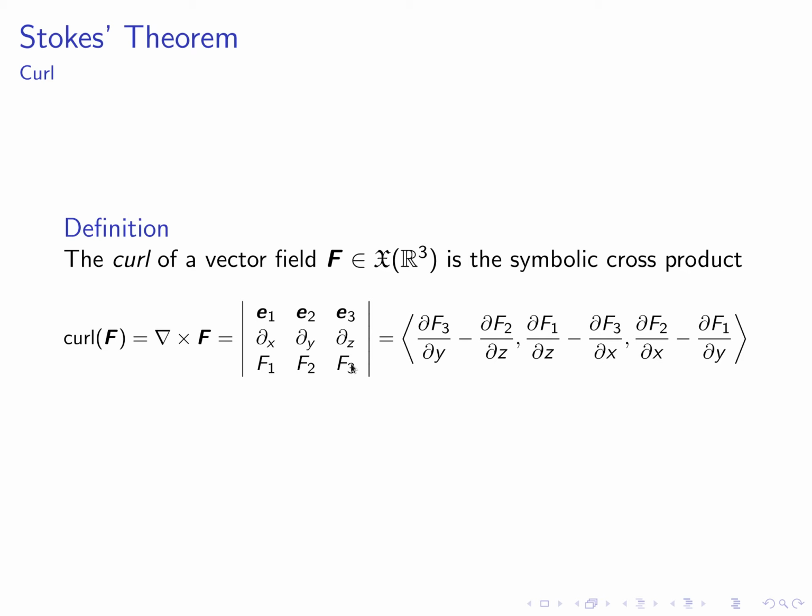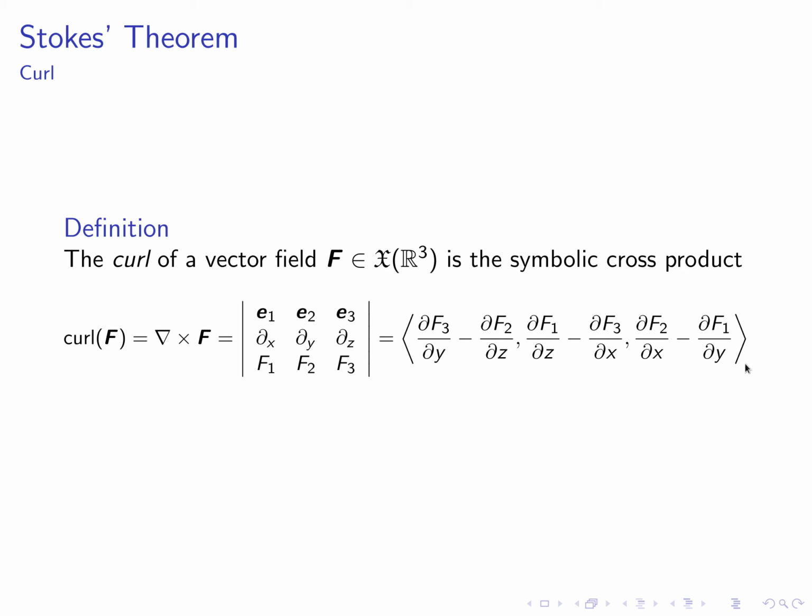And when we take this cross product, we end up with a vector in R3 whose coordinates are given by various differences between partial derivatives of coordinates of the vector field with respect to the variables. And it's important to remember that the curl of a vector field is a new vector field.